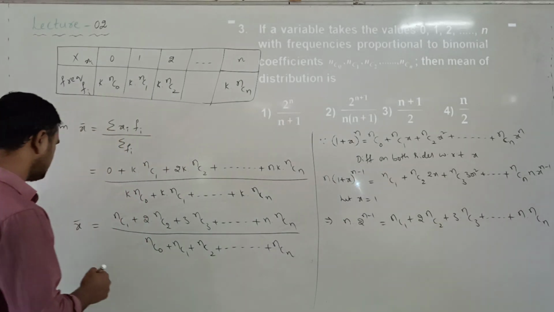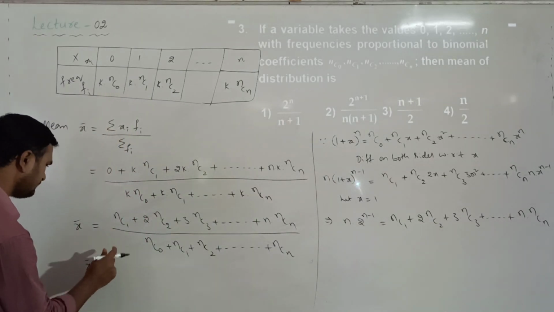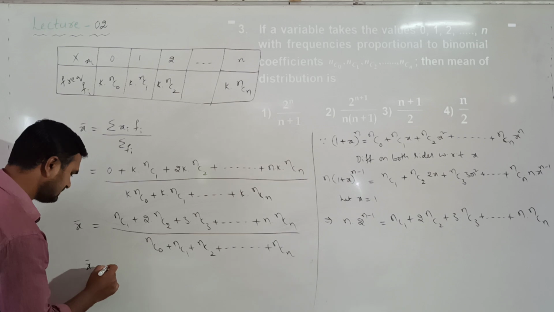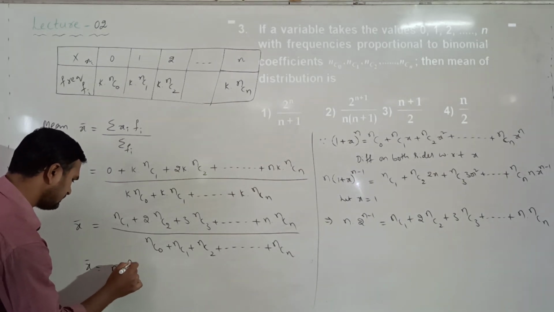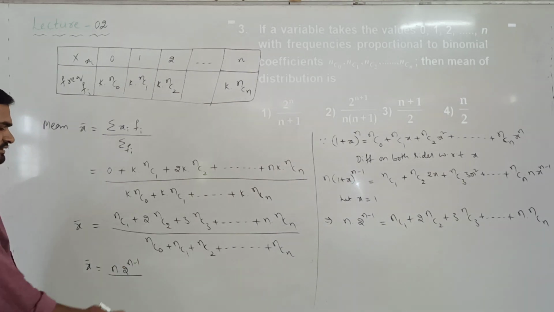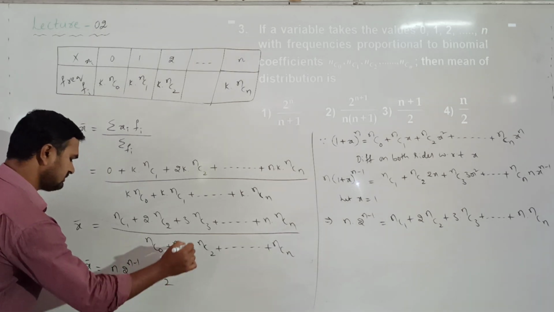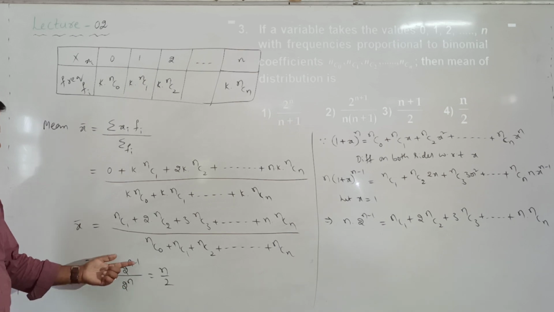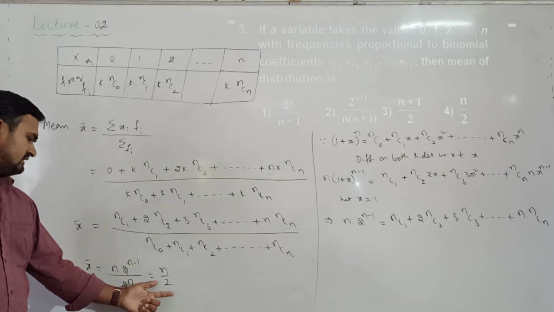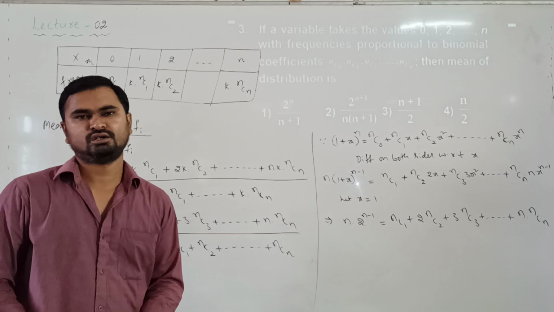Okay, so let us substitute that here. Numerator summation is n into 2 power n minus 1, divided by denominator summation, which is 2 power n. So that will be n by 2. 2 power n will get cancelled. So the required mean is n by 2.